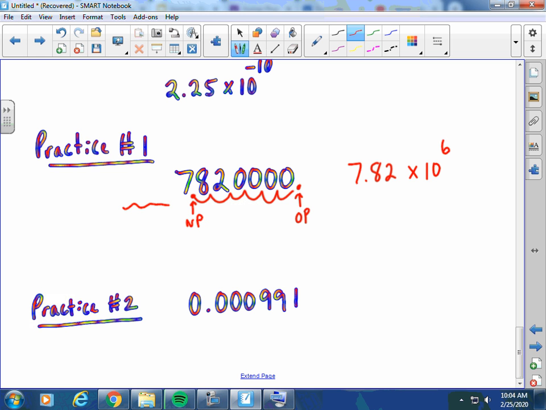Final check, is that exponent positive or negative? My original number was a really big number, by the way. And if I start at the new point and go to the old point, I'm going to the right, which means that stays positive. So that's my answer to number 1.